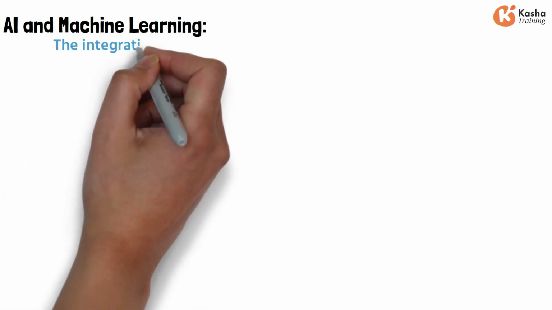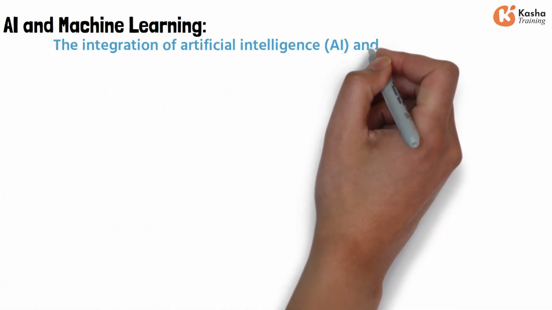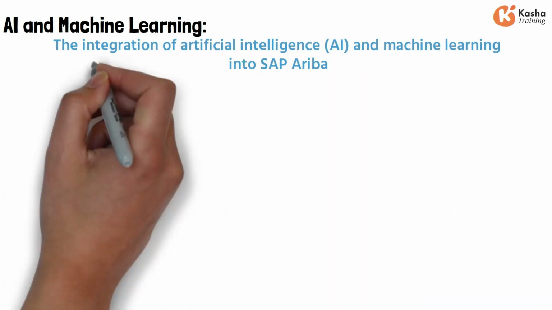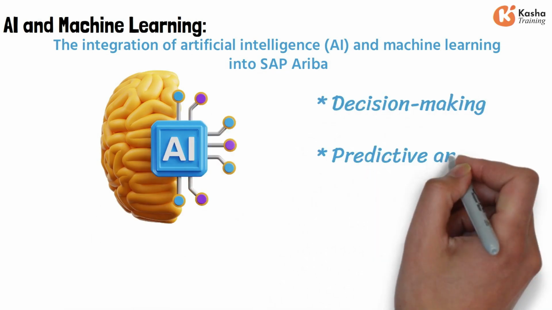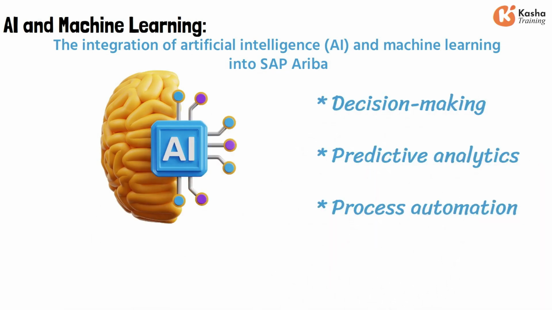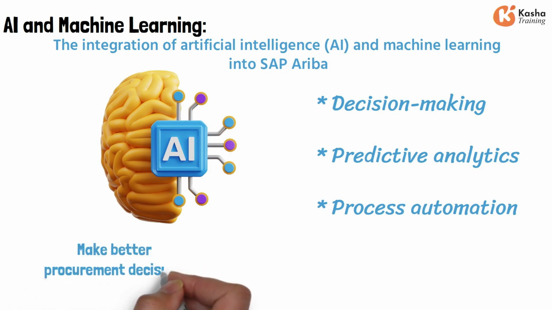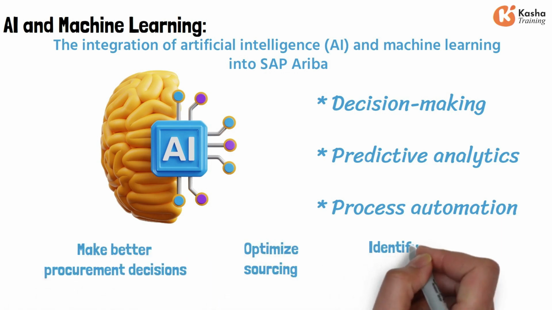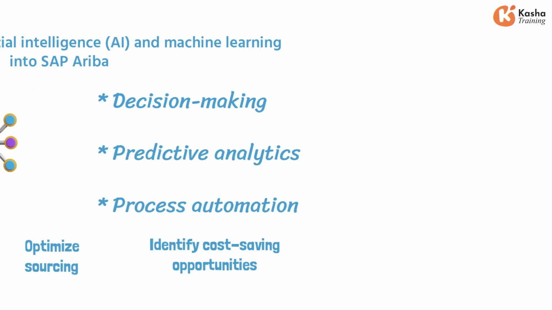AI and machine learning. The integration of artificial intelligence, AI, and machine learning into SAP Ariba can enhance decision-making, predictive analytics, and process automation. AI-powered insights can help organizations make better procurement decisions, optimize sourcing, and identify cost-saving opportunities.